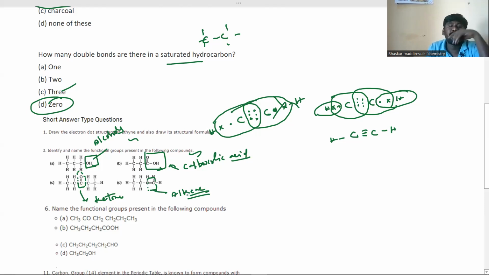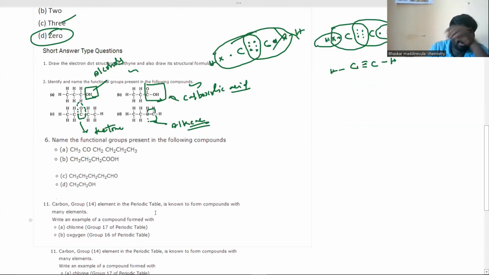Just remember that double bonds and triple bonds also act as functional groups, because the properties of the compound are decided by the double bond and triple bond. Any element, group of elements, or bond which decides the properties of the carbon compound we can call a functional group. Now in the second case, we have some more compounds. Name the functional group present in the following. Here there is CO, which we call ketone. Here we have COOH, carboxylic acid.